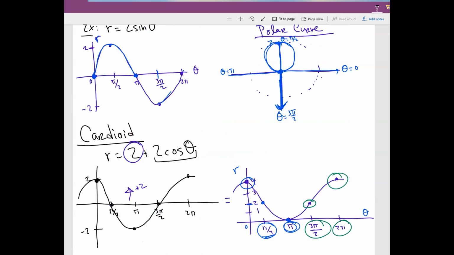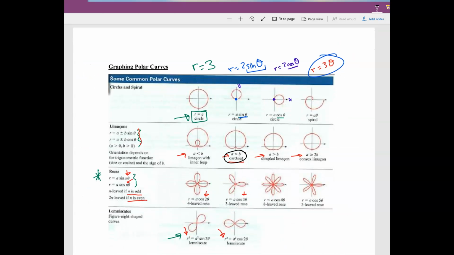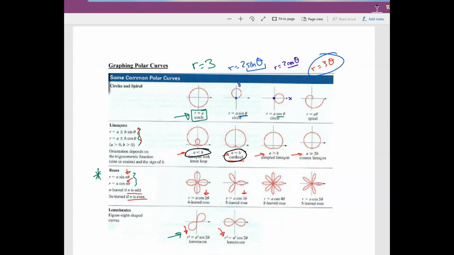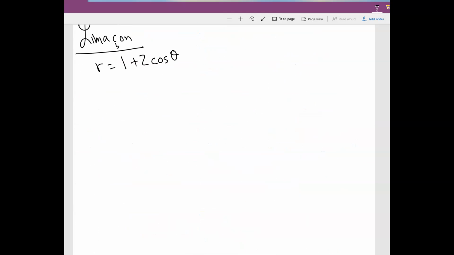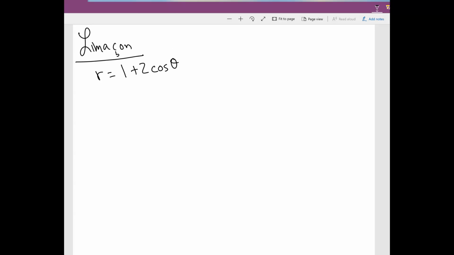If we go back up, you'll see that the one with the loop is when a is less than b. Here's a and b. Basically, how much you're lifting it up or down is much smaller than your amplitude. Notice here that you're lifting it up 1, but it's much smaller than your amplitude, which is 2. So let's take a look at what that looks like.